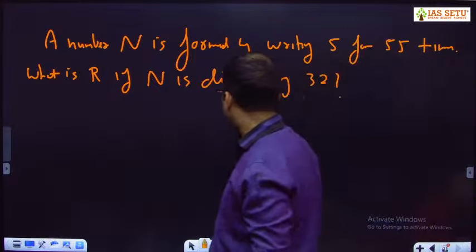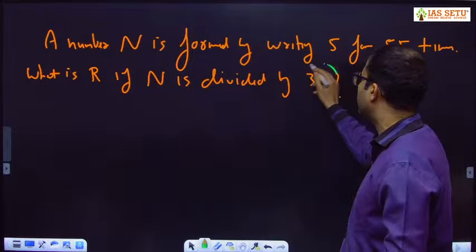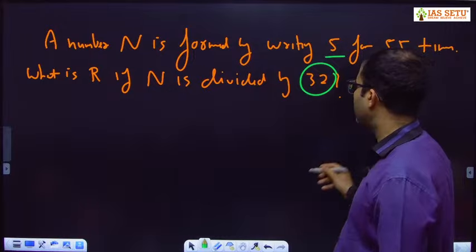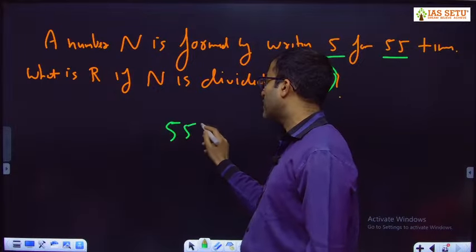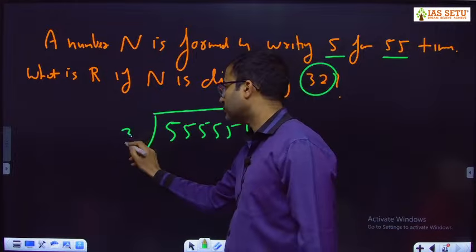Okay, step number 1 is divided by 32. 32 is 2 to the power 5, so here you have to check the last 5 digits. Since the number is 5 written 55 times, the last 5 digits are also 5 5 5 5 5. Those who have done it, what is your answer?